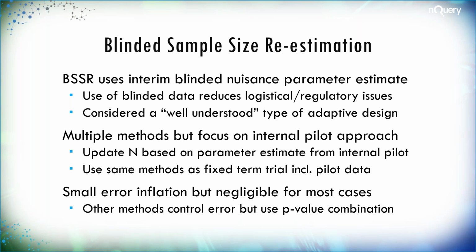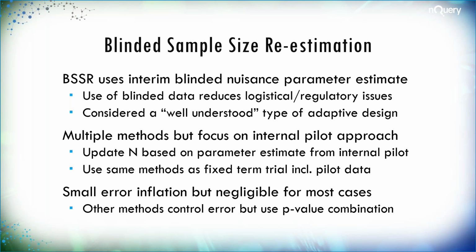There are multiple methods available, but I'd say the one that's probably proliferated the most is what's known as an internal pilot approach, primarily because it doesn't really require changing that much. It's literally just taking, say, the first 20% of your data, treating that as if it was a pilot study to find this nuisance parameter, say the variance, updating your sample size estimate with this new estimate of the variance, and then continuing on as before, and then using the entire set of data as if the internal pilot had not existed in the first place.